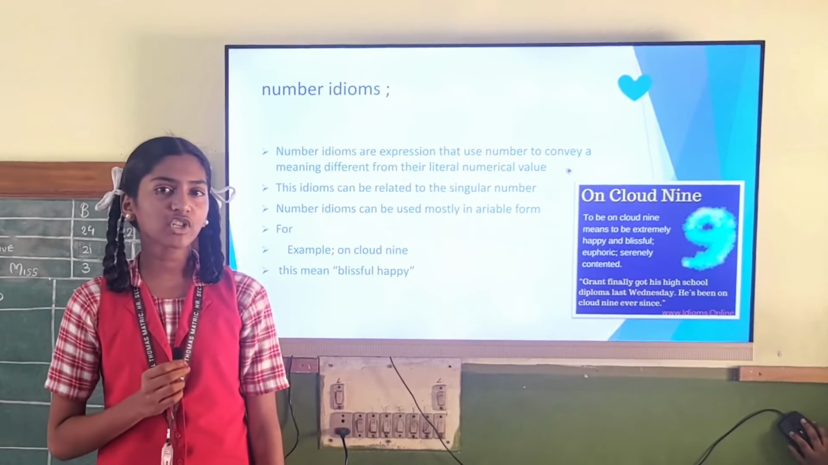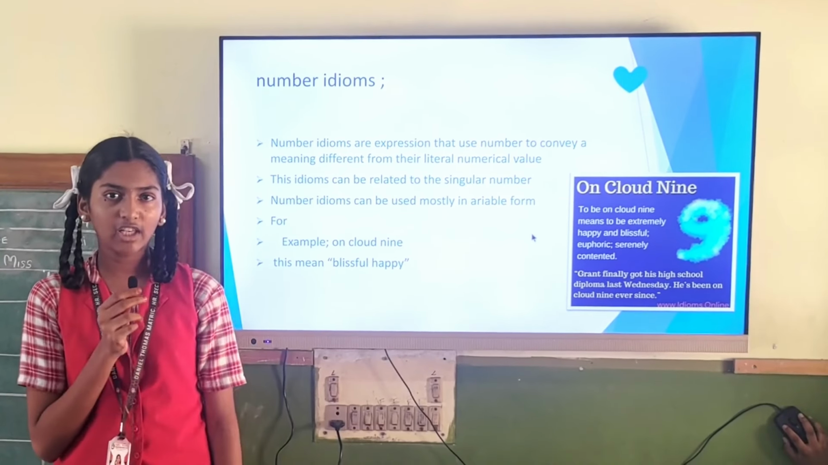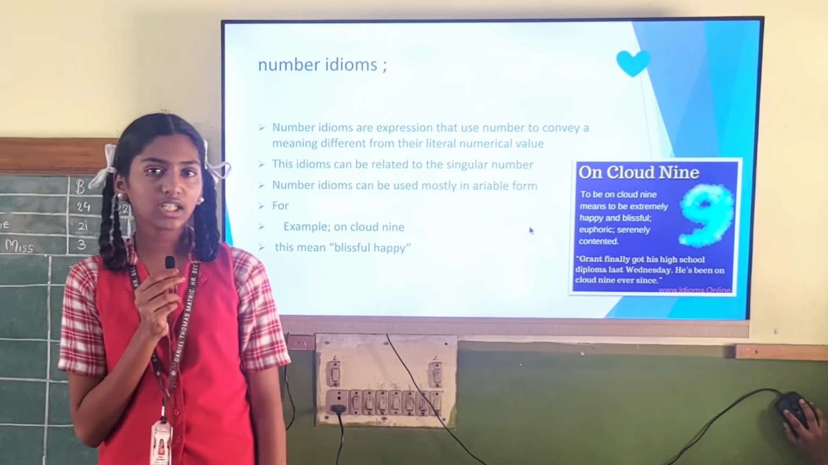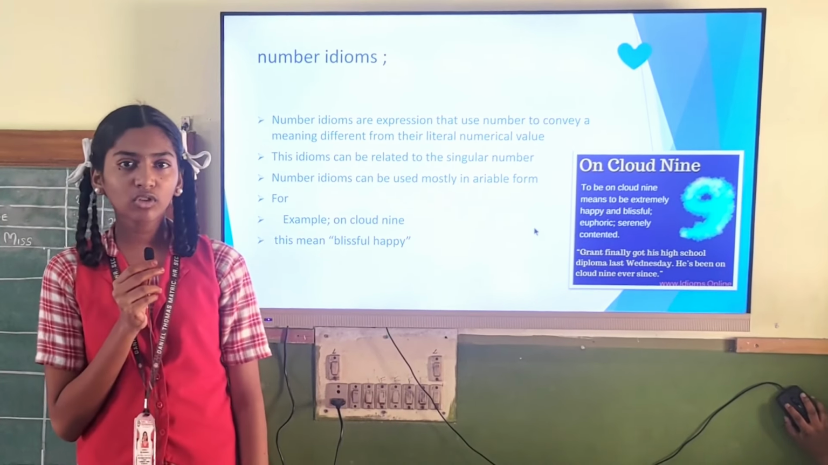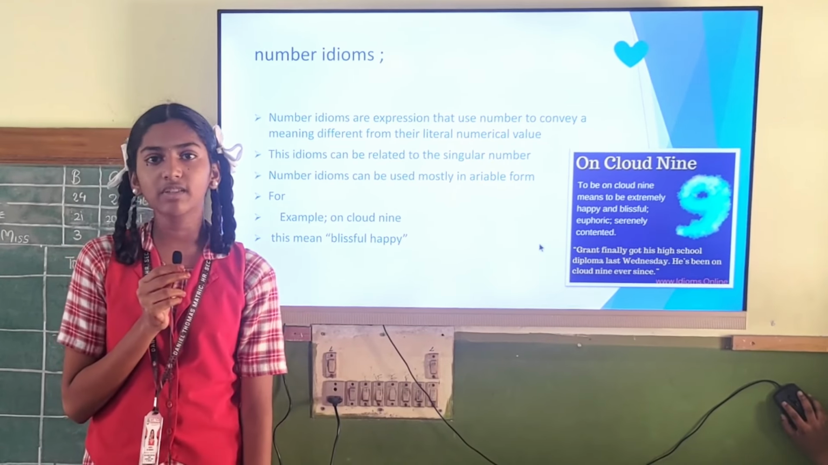Number idioms are expressions that use numbers to convey a meaning different from the literal numerical value. This idiom can be related to a singular number. Number idioms can be used mostly in variable form. For example, on cloud nine. On cloud nine means blissfully happy.